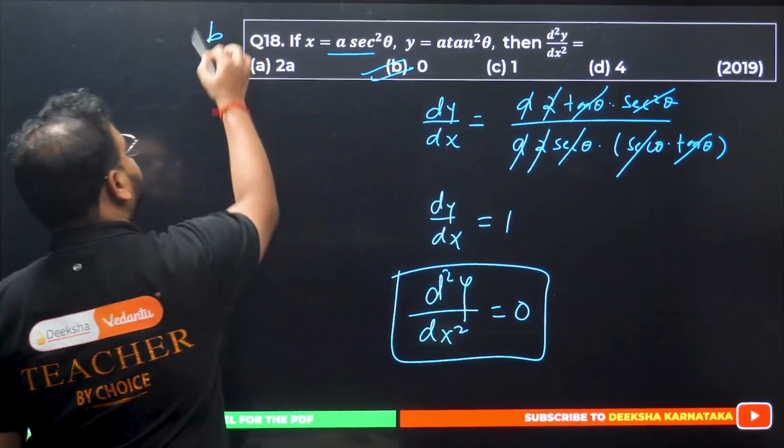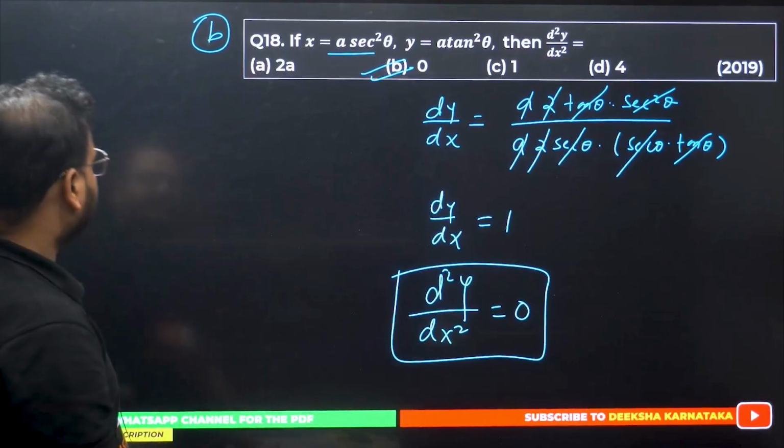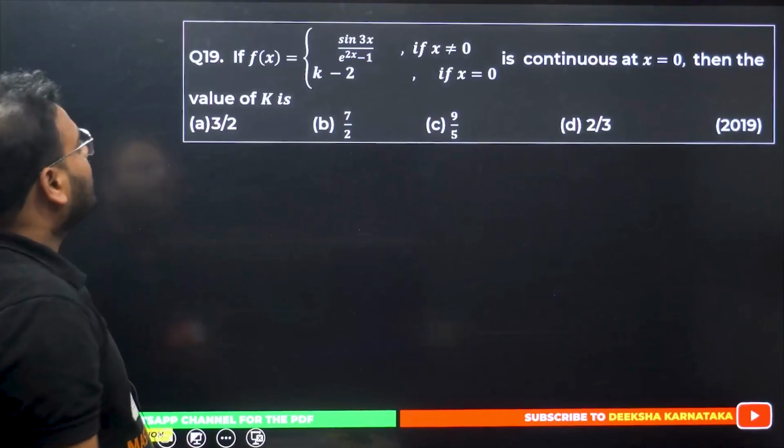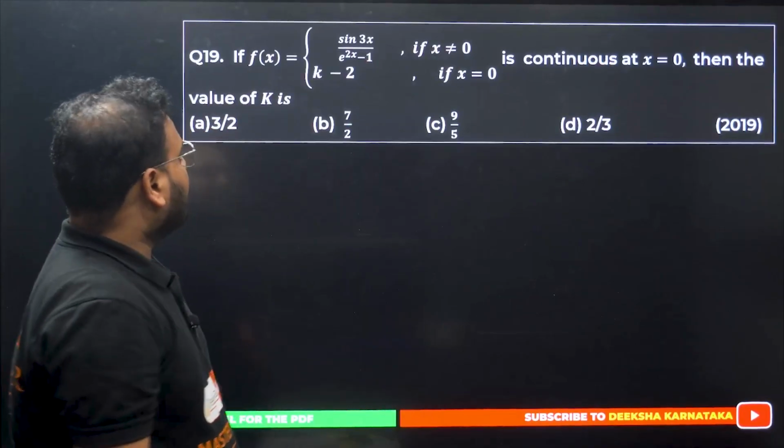Option B is correct. 18th is done. Option B is correct. 19th now. Alright, how do you solve this question?